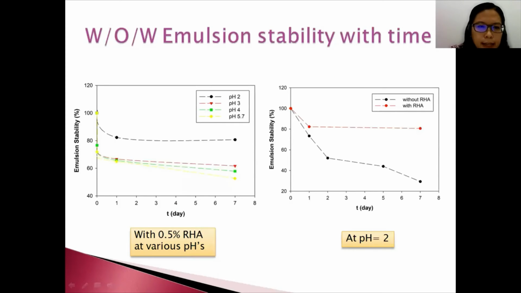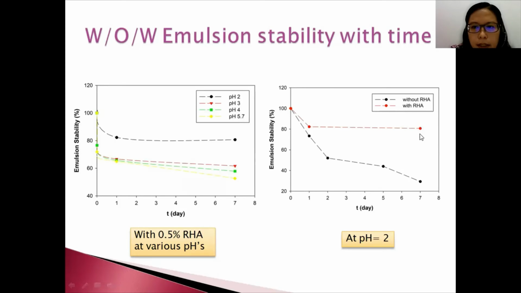So from the kinetic study, you can see quite clearly that when the pH is going down to the value of 2, then the emulsion looks stable. But when the pH is going higher, from 3, 4, and 5.7, then the stability of the emulsion is going down.